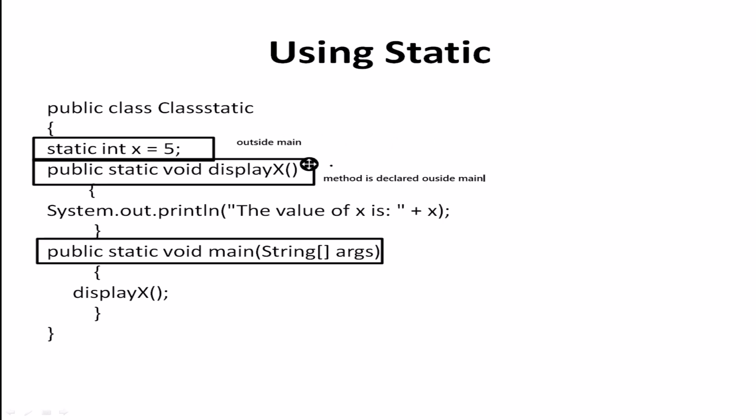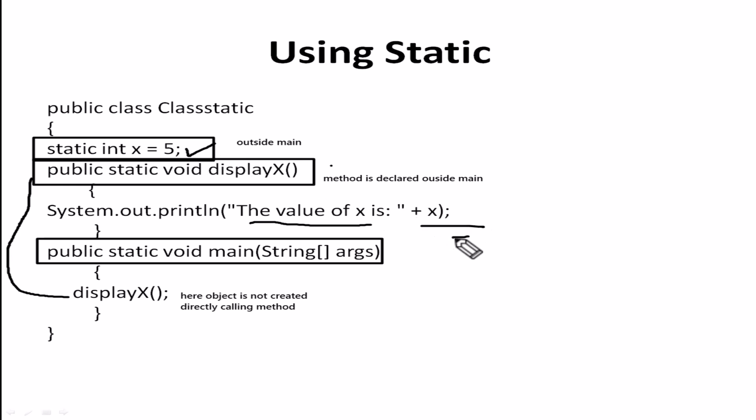In the previous program we created an object. Within this particular program, we are calling displayX directly. Here an object is not created. Have we created an object? No. We are doing a direct call to this particular method. What is the method? displayX. What it has to print is the value of x. What is the value of x? x equals 5. So it has to print the value of x, which should be 5.